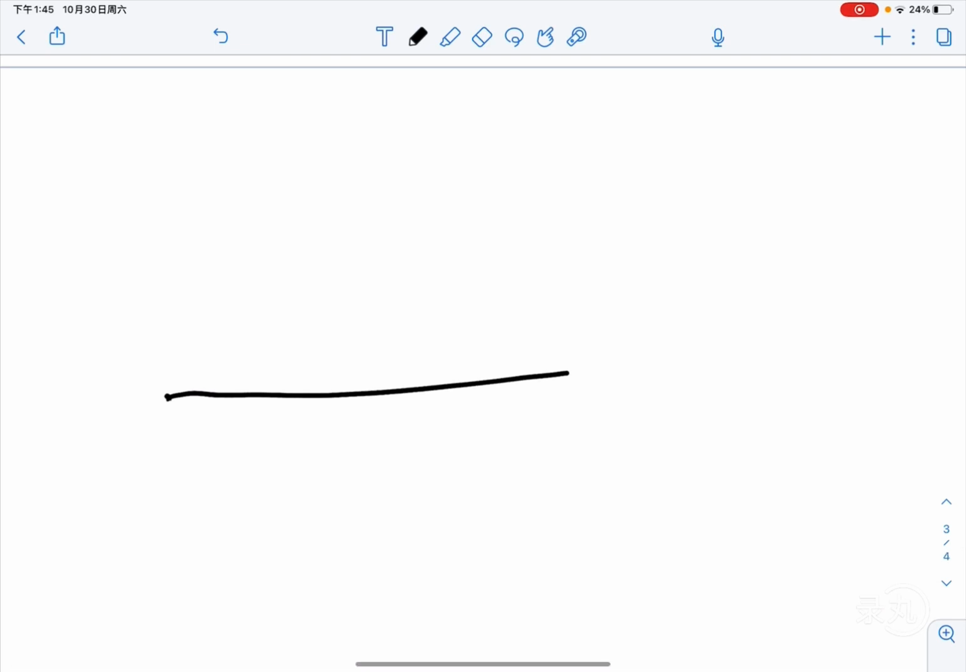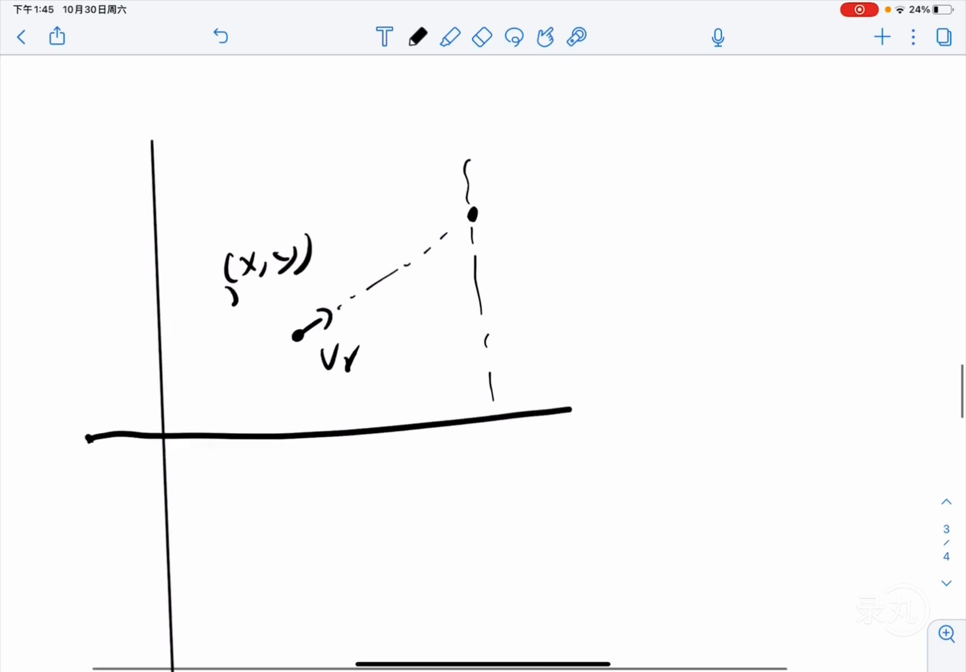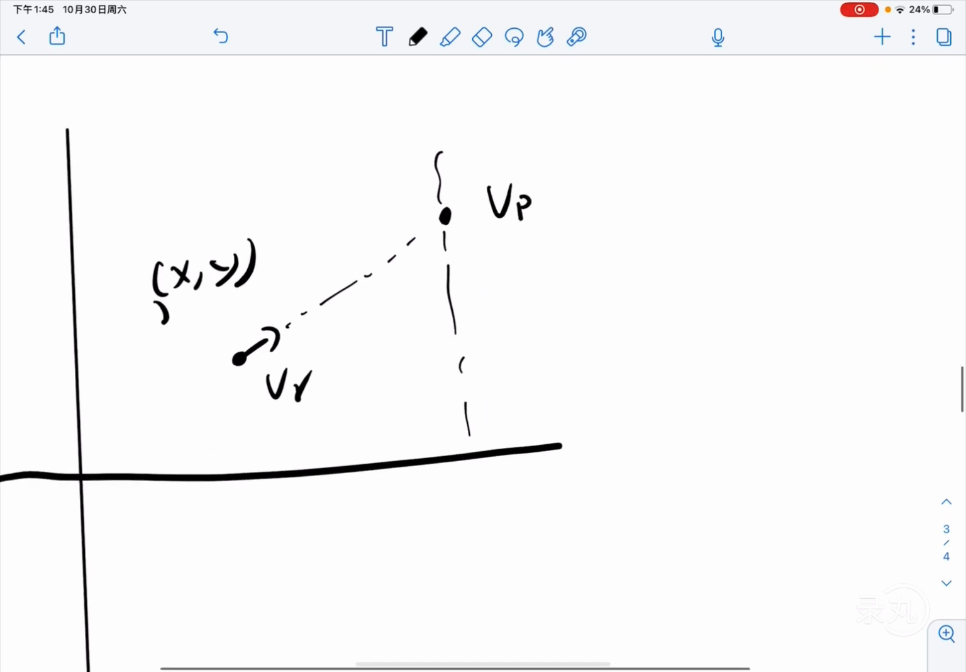So if we draw the graph here and set a point on the trajectory to be x and y, and the speed is v rocket, and it is pointing to the person, so it must be on this line, which is vp, and the distance traveled over here is vp dt.